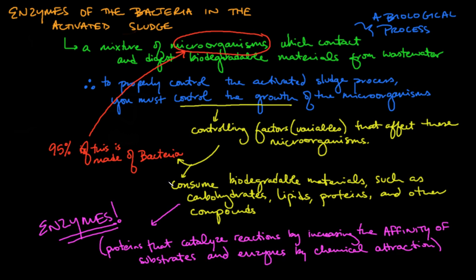Okay, so how do these microorganisms do that? Just like anything else, enzymatically, right? So biological processes are often catalyzed. So enzymes are proteins that catalyze reactions. They speed up the rate of the reaction by increasing the affinity. I'm going to add a little note here. That just means the attraction. Affinity is a way to think of attraction of the substrate and the enzyme. So review your notes on enzymes.